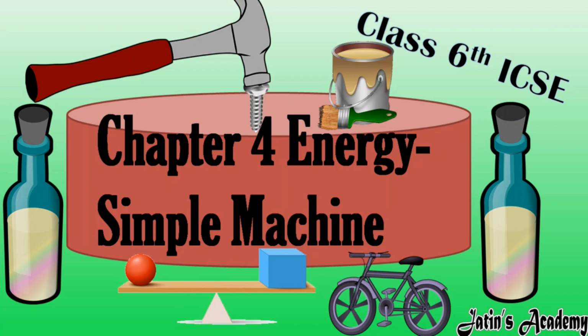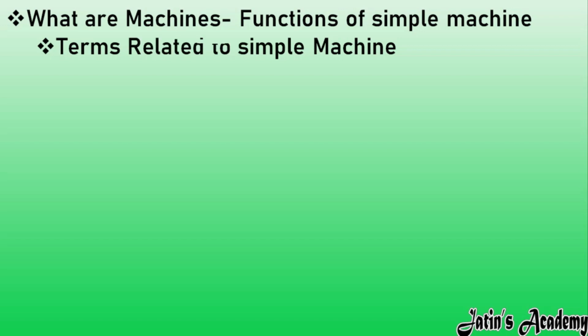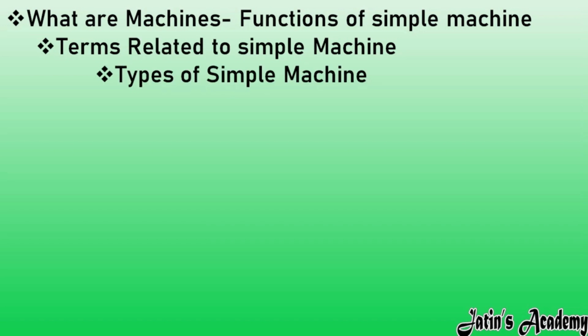So today in this class, we are going to start with the fourth chapter of Physics, Class 6 ICSE, that is Energy: Simple Machine. In this class, we are going to study what machines are and the functions of simple machines. Then we will see terms related to simple machines. Then we have the types of simple machines, where we will discuss 6 types.